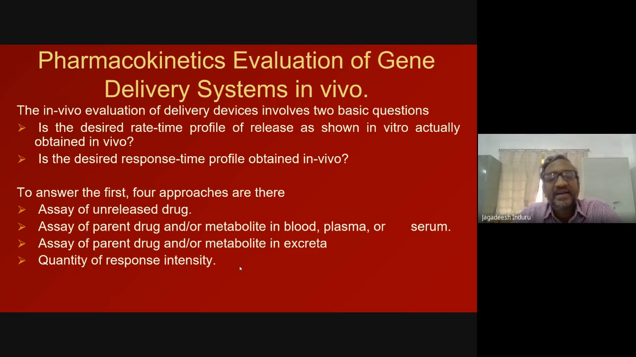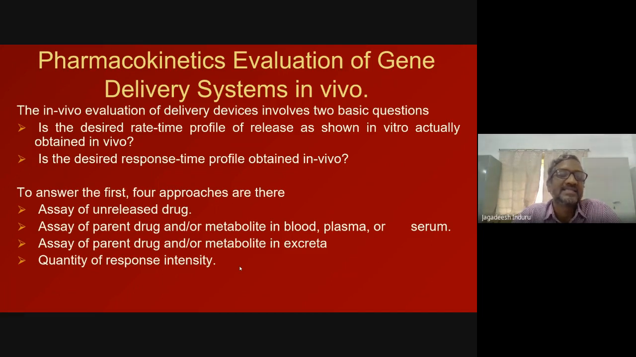Or the assay of the parent drug or metabolite in the excreta, because even the blood is also a painful technique, we can't do it. We can be watching the traces of the drug or metabolite in the excreta. And even we can't do that one also, because it is minute quantity, we cannot estimate it at all. In blood or a tissue or a target organ, it is not at all possible.